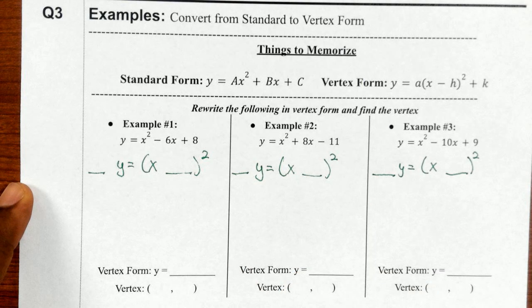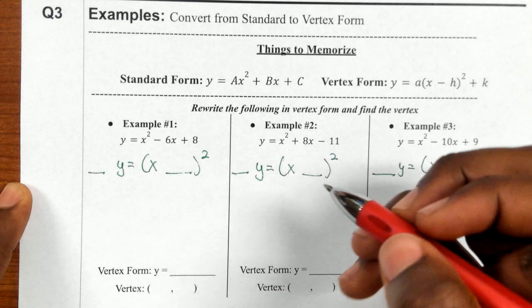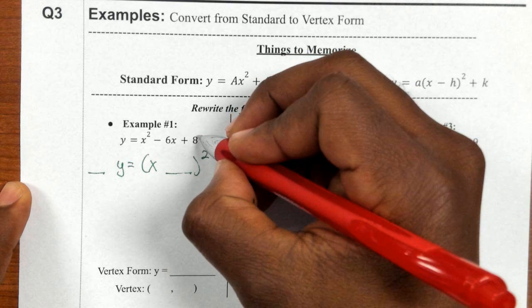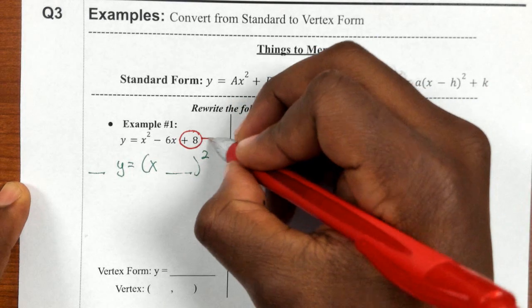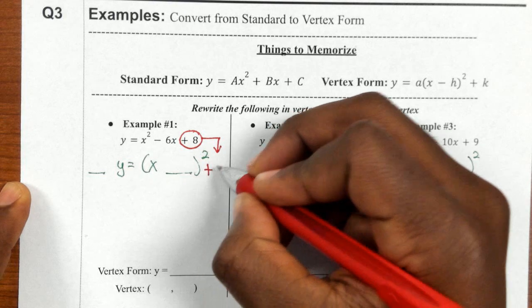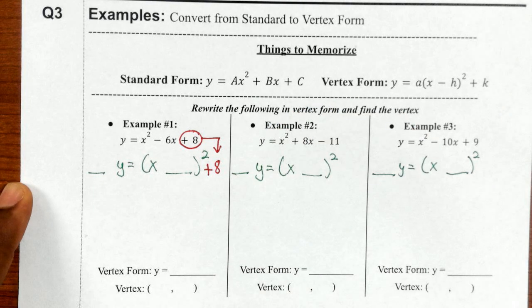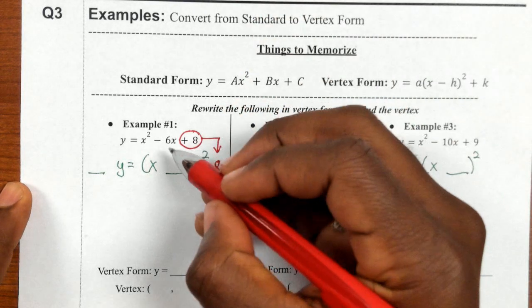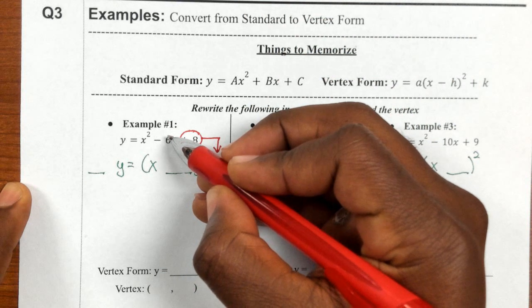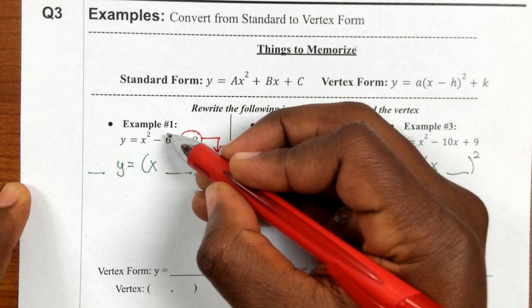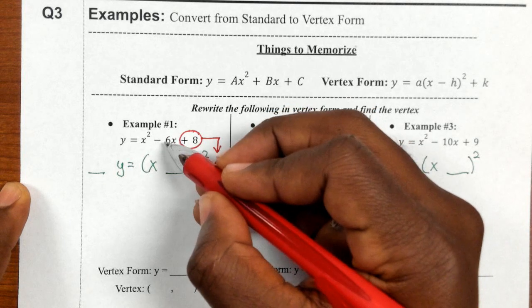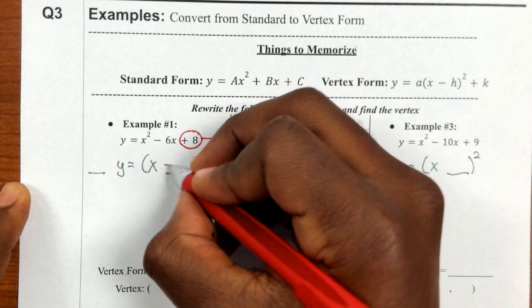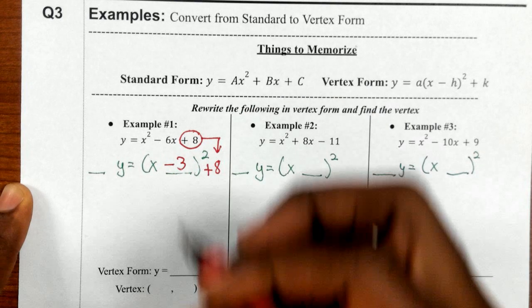So now we're going to apply that setup. The first thing you're going to do is see this constant, the number that does not have an x or x squared, and you're going to bring it down. So again, your constant, you're going to bring it down, okay? Now we're going to look at our middle term, which is -6. I'm going to cut my middle term in half. Half of -6 is -3, okay?